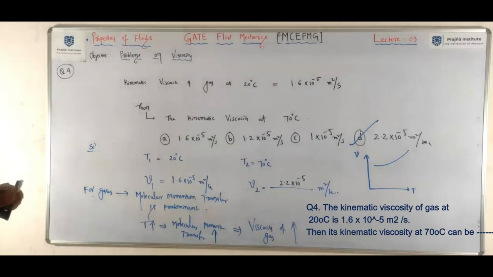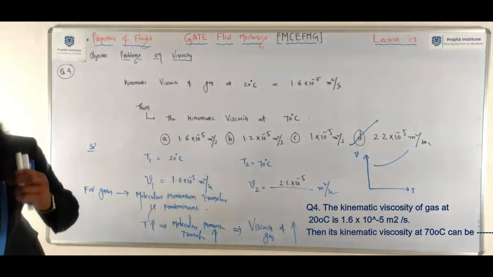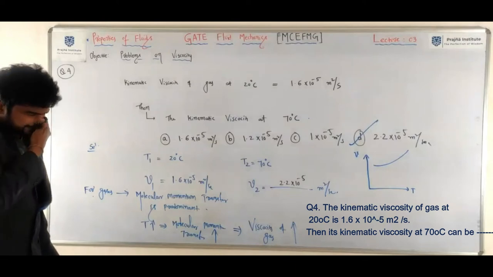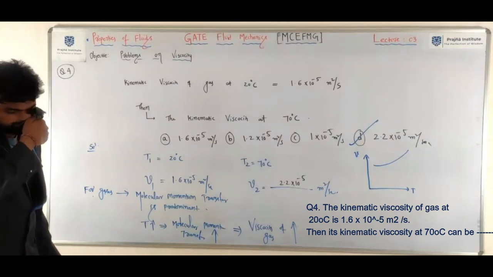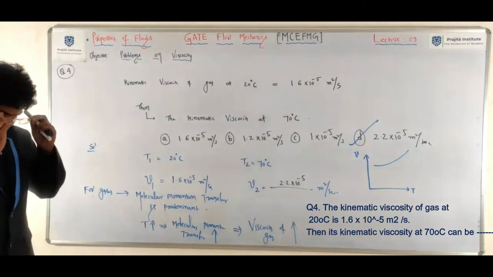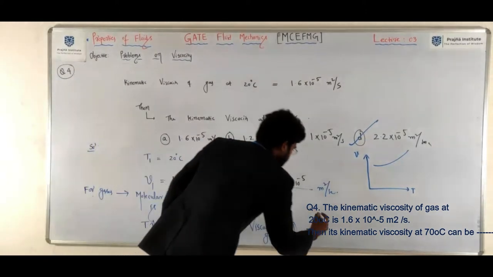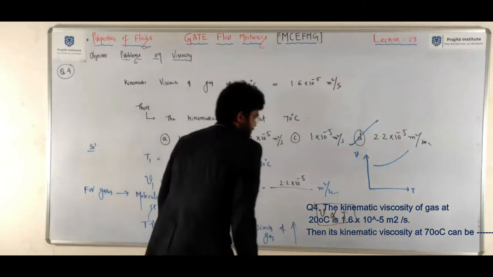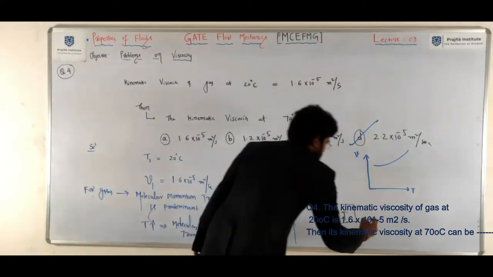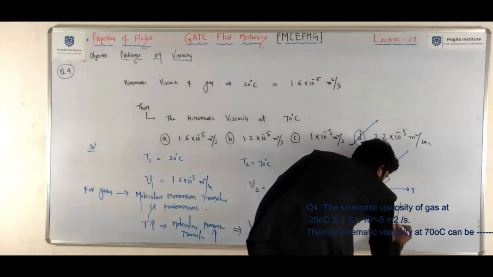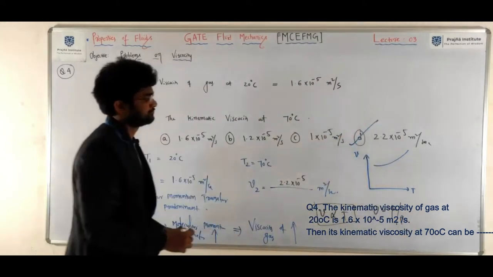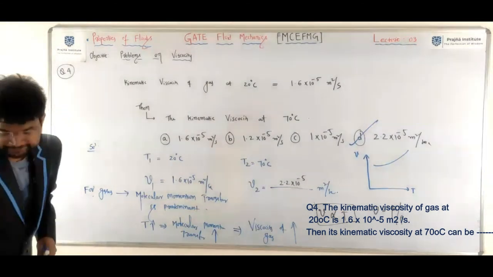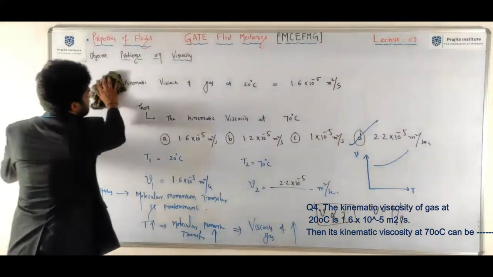Next, question number 5. Here kinematic viscosity is equal to mu by rho. Mu is dynamic viscosity, nu is kinematic viscosity. Next, read question number 5.